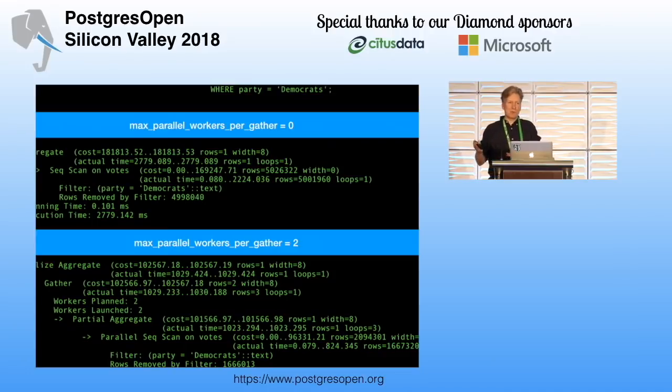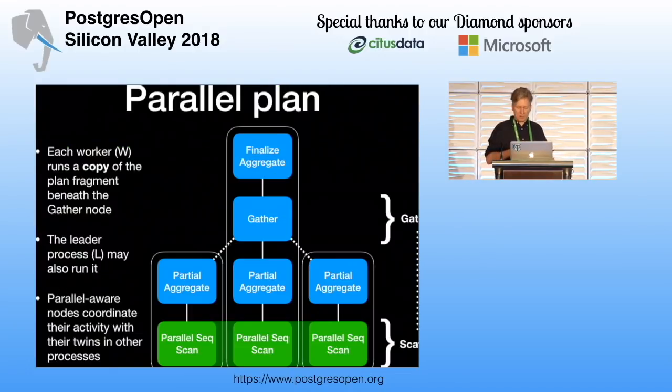We added more vote counters, and they worked together, and they all spat out a partial aggregate, which is the subtotals. And then finally, the leader process waits for them all to finish and then finalizes the aggregate. So that's what we want to see. We want to see something approaching linear scale, linear speed up as we add more workers.